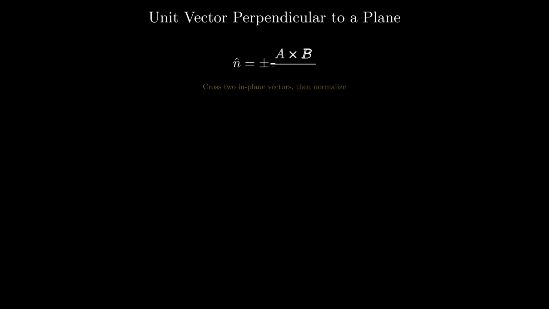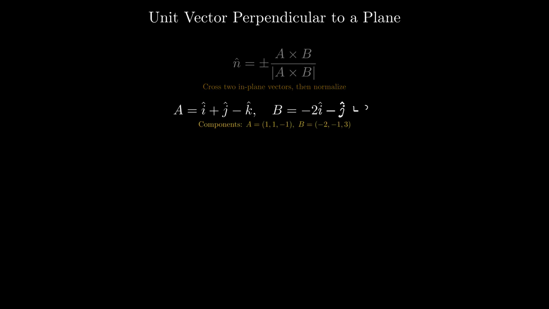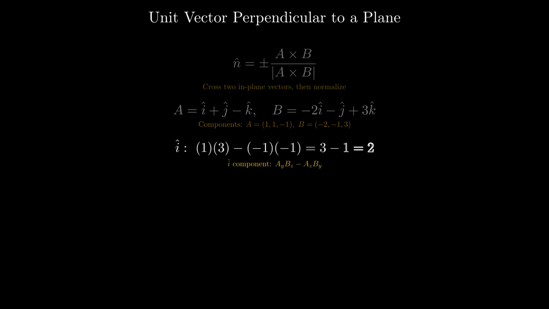Need a direction perpendicular to a plane? Cross two vectors lying in that plane, and then normalize. Vector A equals i hat plus j hat minus k hat. Vector B equals negative 2 i hat minus j hat plus 3 k hat. Now apply the component formula for the cross product.